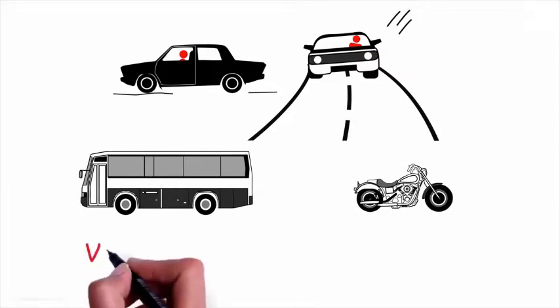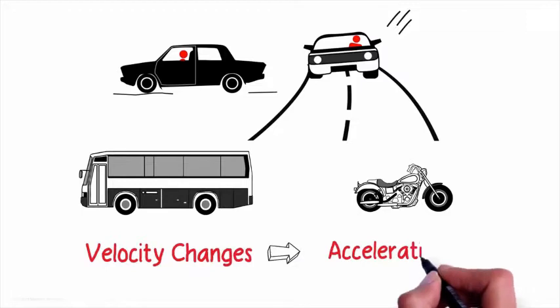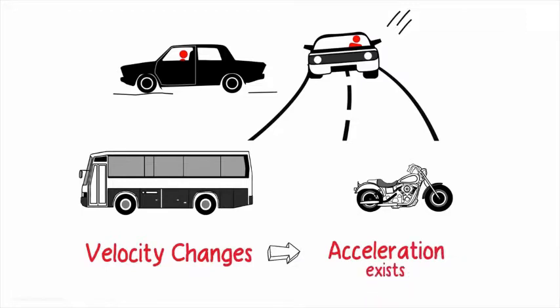Simply put, when velocity changes, we have acceleration. I still haven't defined what acceleration is. I just told you that when velocity changes, there will be acceleration. Okay, let me give you two examples.